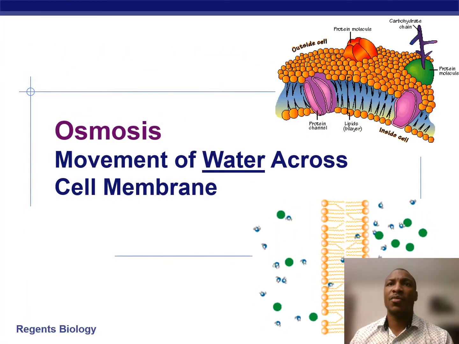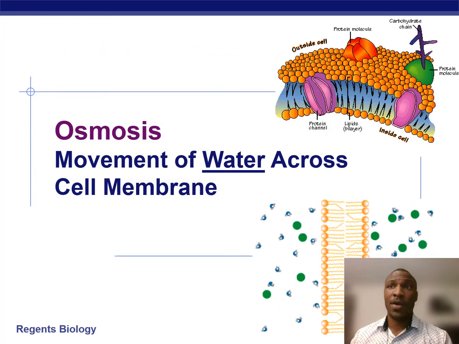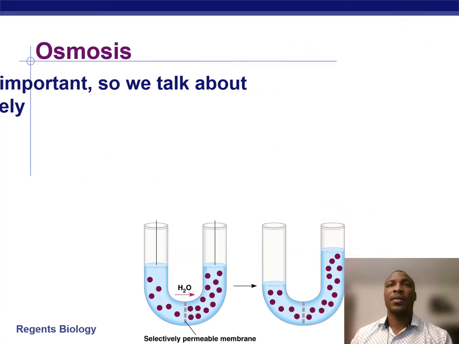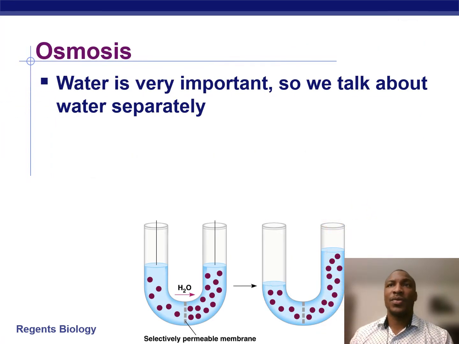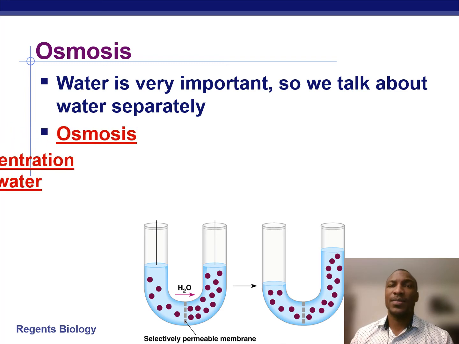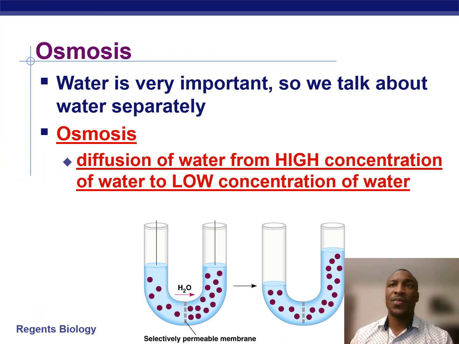Okay, osmosis, movement of water across the membrane. So now we've been talking about moving regular molecules, right? But now we're going to talk about water. Well, osmosis is the movement of that water. So water is very important, so we talk about water separately. Osmosis, a diffusion of water from high concentration of water to low concentration of water.